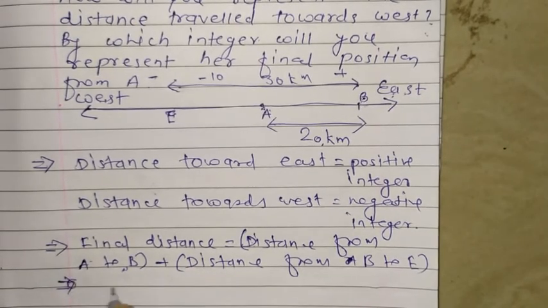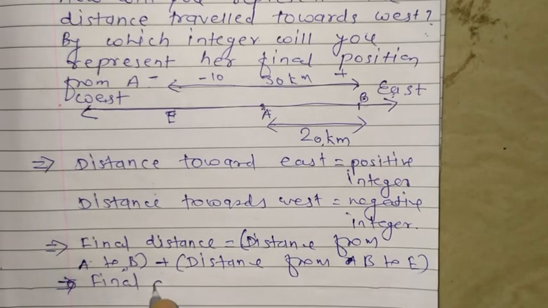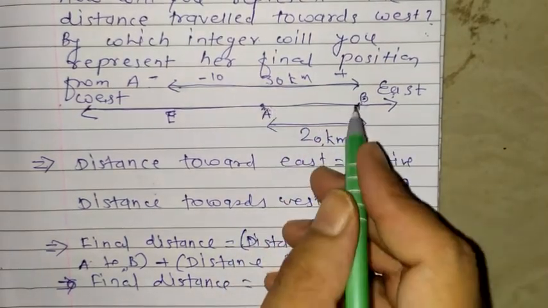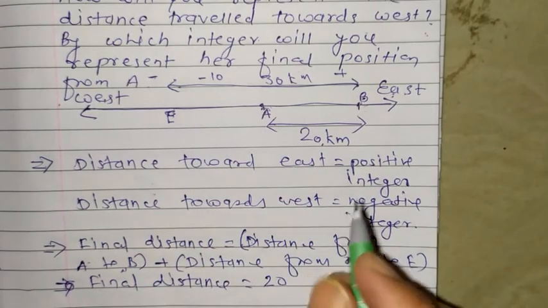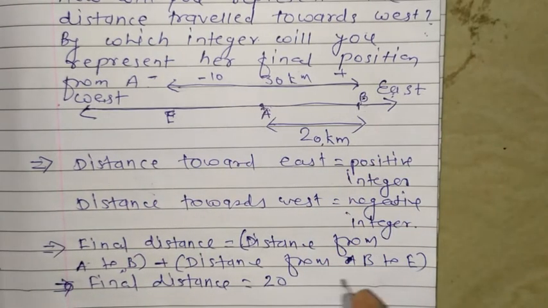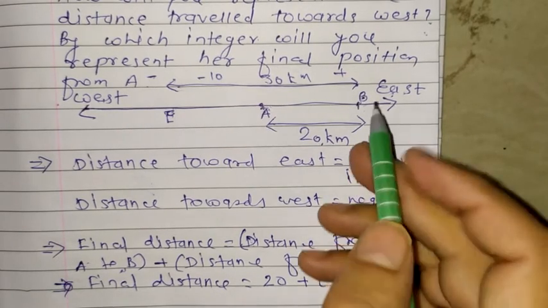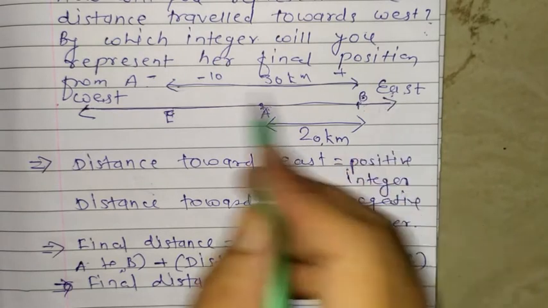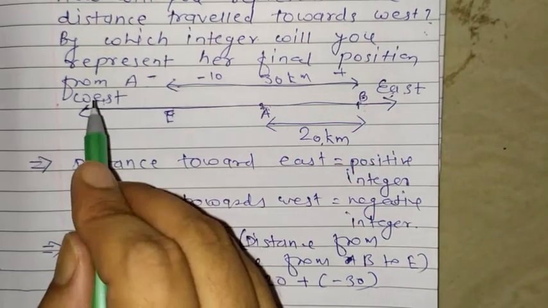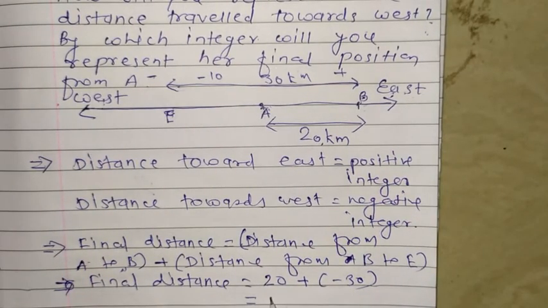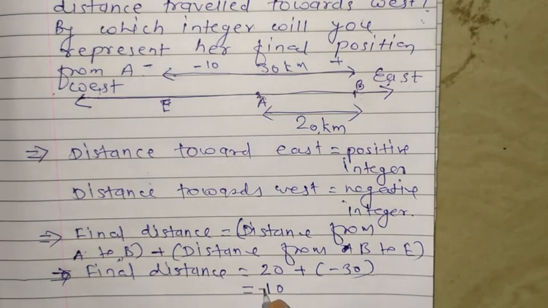So final distance. From A to B is 20, this one is 20, and B to E is how much? Minus 30. You write the plus sign as it is. Why is it minus 30? Because when we move from east to west it is minus, and west to east it is plus. So 20 minus 30 is 10, but you should give the sign of the greater number, so it is minus 10.